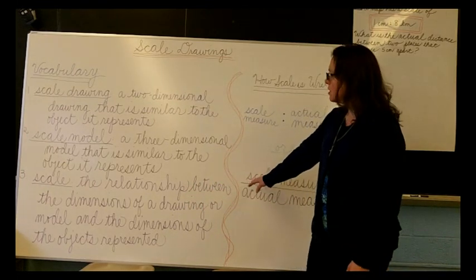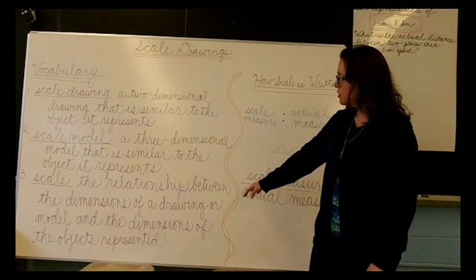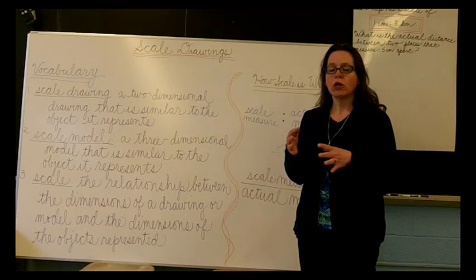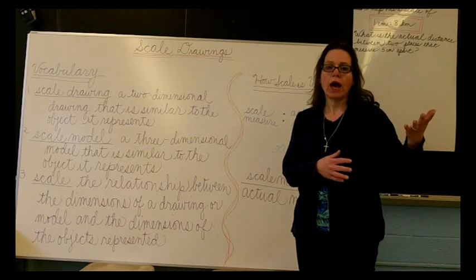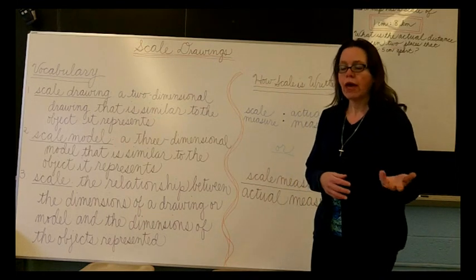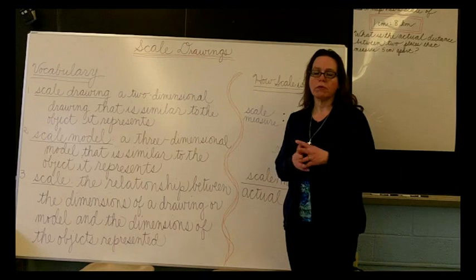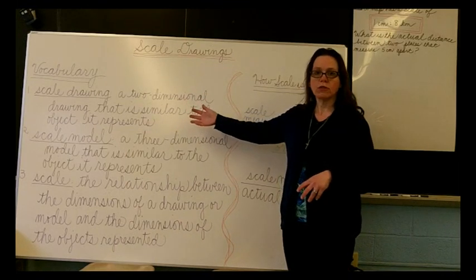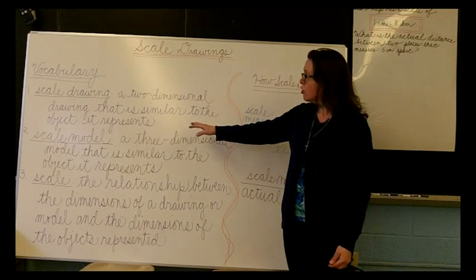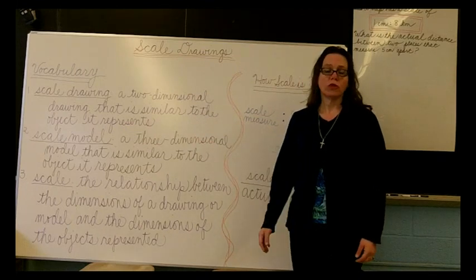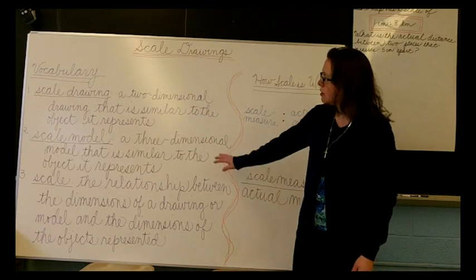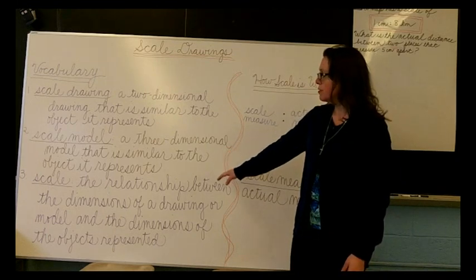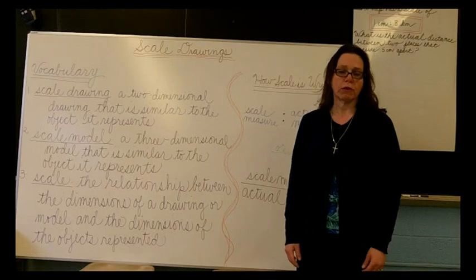When we talk about scale, we're talking about the relationship between the dimensions of drawings and models to the actual object's dimensions. And those models are represented two different ways. First, in a drawing. A scale drawing is a two-dimensional drawing that is similar to the object that it represents. A scale model is a three-dimensional model that is similar to the object that it represents.